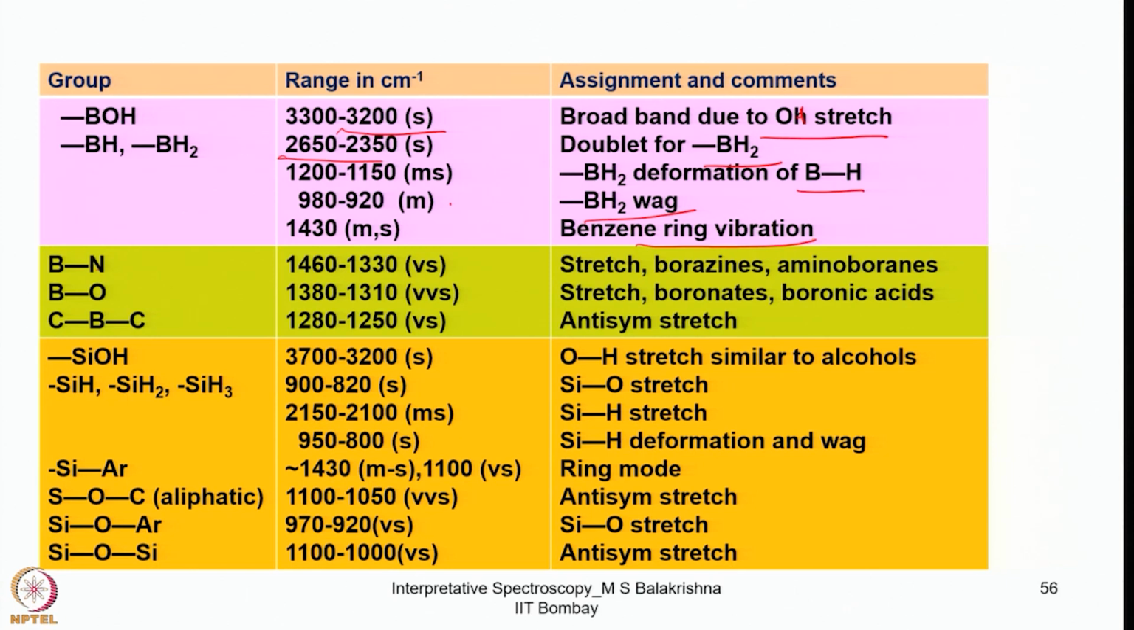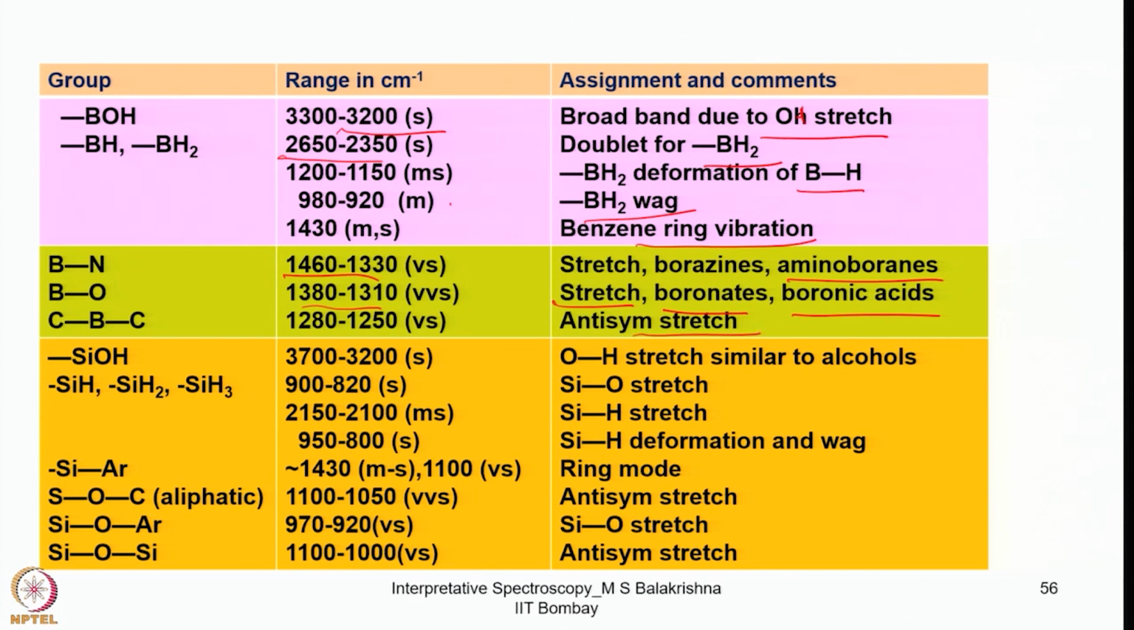And then if we look into BN, it shows a band in the region of 1460 to 1330, very strong, stretch, borazines and aminoboranes. If you have borazines and aminoboranes, possibly you can identify them using this range. And BO 1380 to 1310, very, very strong. This is a stretch in boronates and boronic acids. And then if you have CBC, 1280 to 1250, antisymmetric stretch, we can identify.